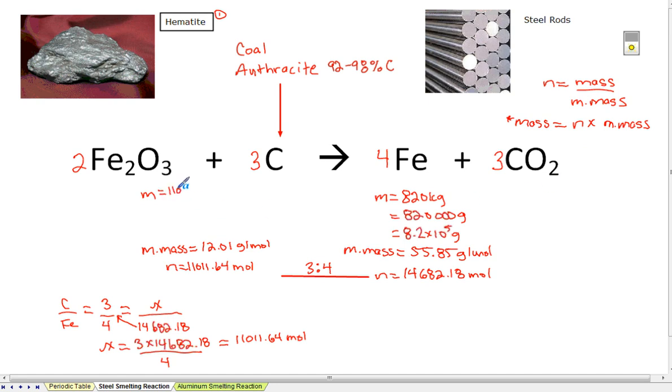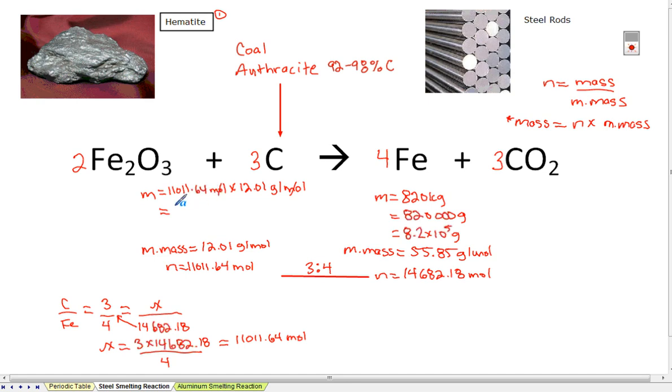So I have 11,011.64 moles times 12.01 grams per mole. My moles there cancel out. Notice that my masses are always in line. Molar mass is always in line. Number of moles always in line. It's really helpful if you set up your equation like this, or your work like this, because then everything is nicely organized, and if you make mistakes you can easily figure out where you went wrong.